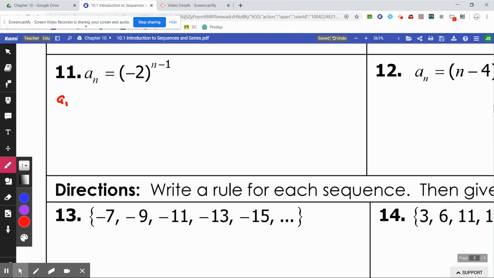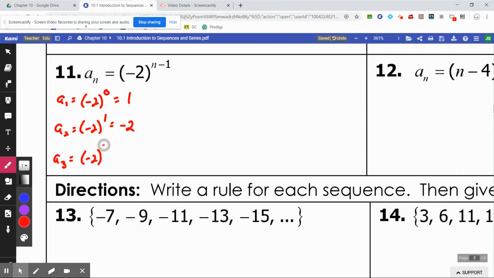A of 1 would be -2 to the 1 minus 1 power, which would be -2 to the 0 power. Anything to the 0 power is 1. The second term in the sequence would be -2 to the 2 minus 1, which would be -2 to the first, which is -2. And you're going to see that these flip back and forth from negative to positive because of the odd and even powers.